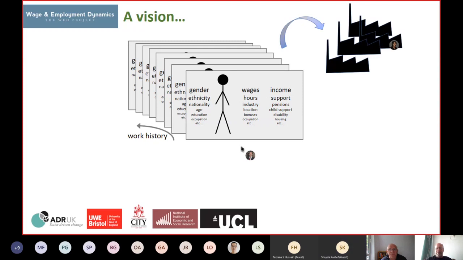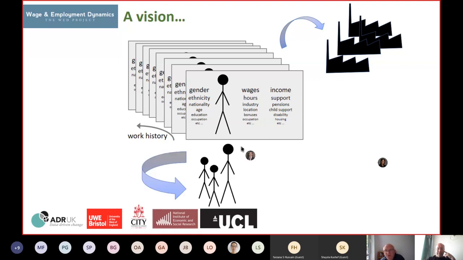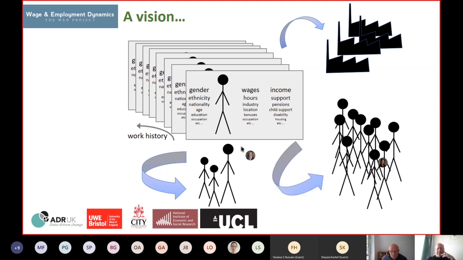I'd also like to know about where they're working. What types of industries are they working in? What types of companies are they working for? I'd like to know about all their family relationships. If it's a two-adult household, what's the relationship between the employment decisions of those individuals? And I'd like to know about it for everyone in the population. So that's my vision. Seems straightforward enough.